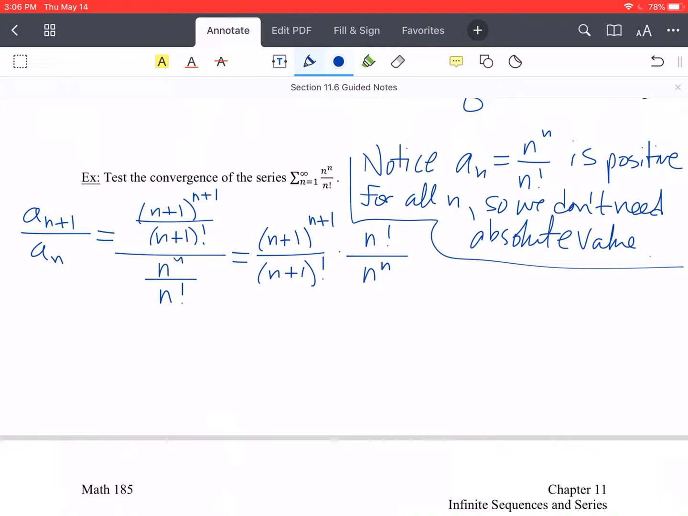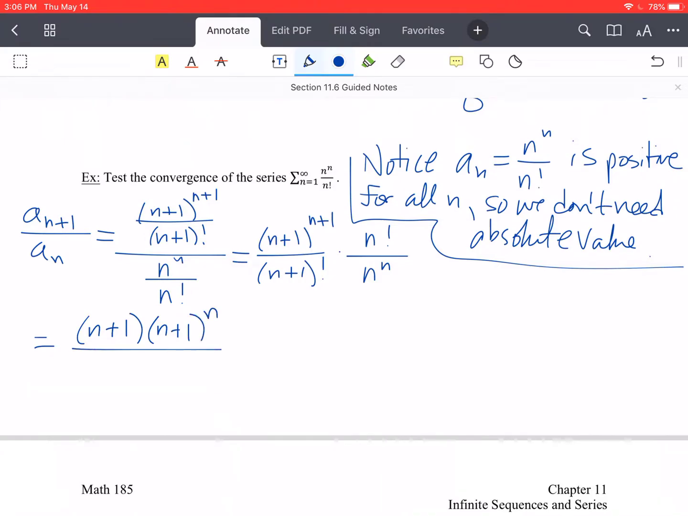So now, let's go ahead and play around with this algebraically. Again, remember n plus 1 factorial is the same thing as n plus 1 times n factorial. And then n plus 1 to the n plus 1 power up here, that's the same thing as n plus 1 times n plus 1 to the n.